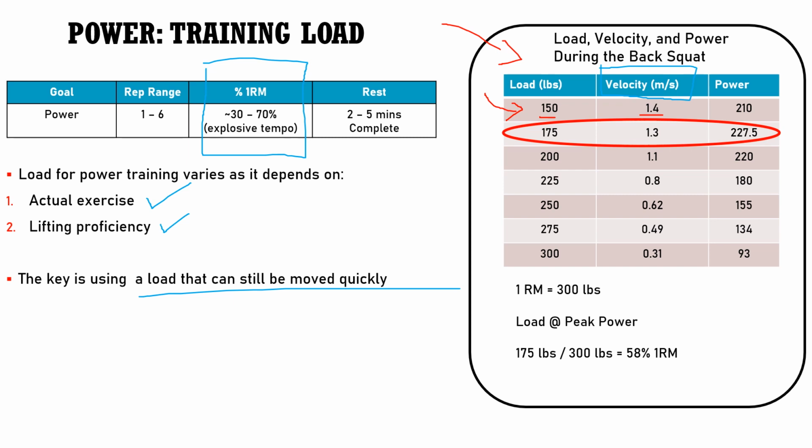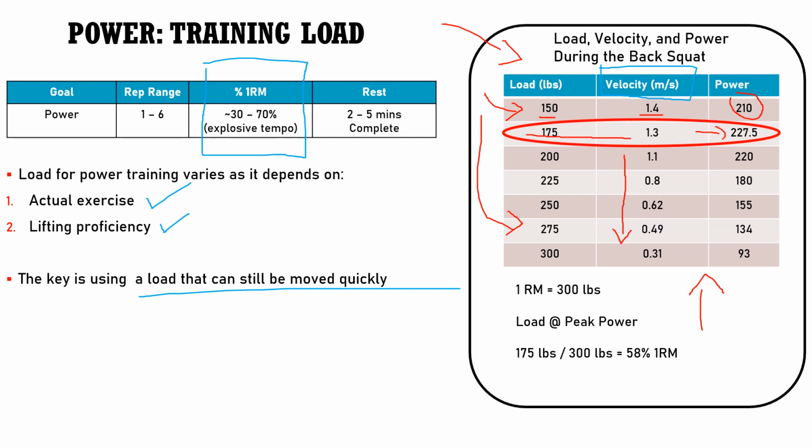The resultant power, power being kind of force times velocity, would give us about 210. So for each of these escalating loads, we're getting a corresponding decrease in velocity and some type of change in power. Sometimes power is going up and sometimes power is going down. In this particular set of data, we can look and see where the athlete is producing their highest power. As you can see, it happens to be at 175 pounds, where their power output is 227.